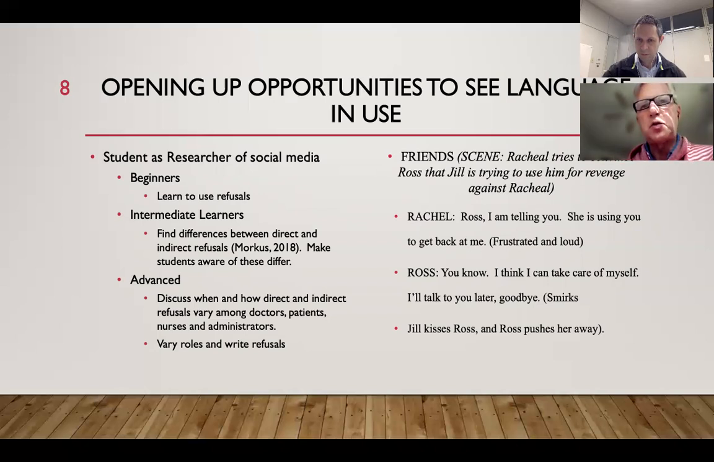Jill tries to seduce Ross, kisses him, and then Ross pushes her away. He's very surprised at this whole thing. And so this situation is terrific for advanced learners because they can talk about the very nuanced use of this indirect refusal. For intermediates, they can talk about how they might make a direct refusal and what kind of refusal Ross gives. And beginners, this would be a tough one for them, but you could rewrite it and just make a direct refusal.